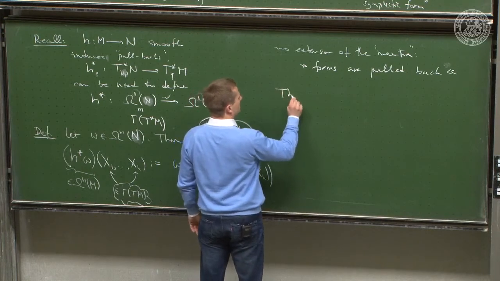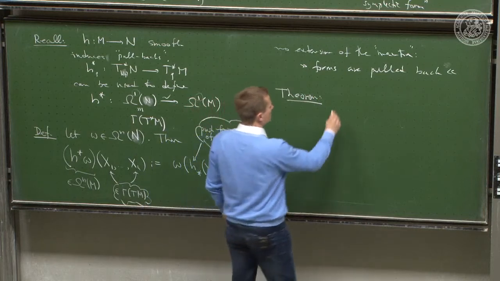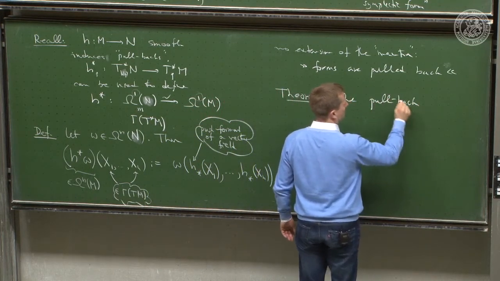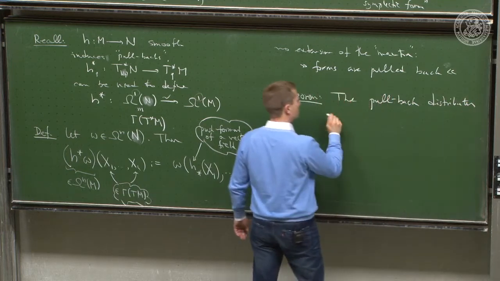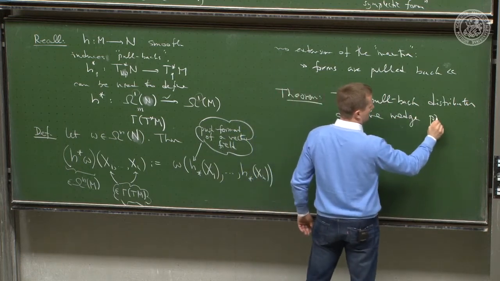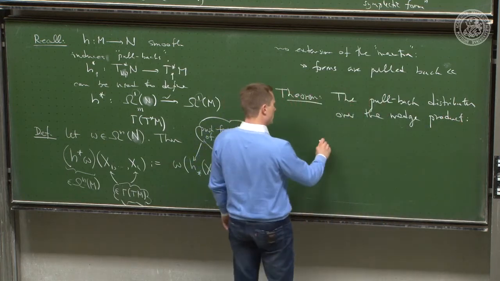So we have the, well, theorem. Anyway, it's a result. The pullback distributes over the wedge product. Sounds good. It's very simple.